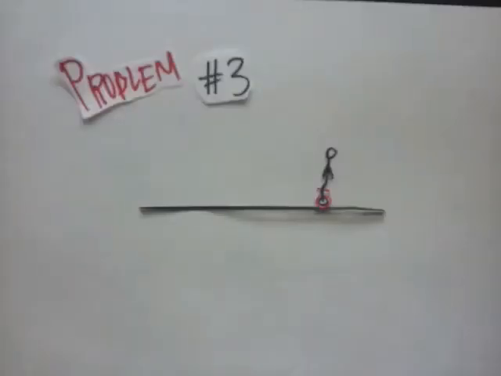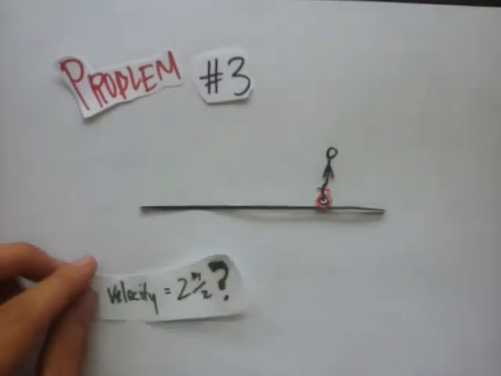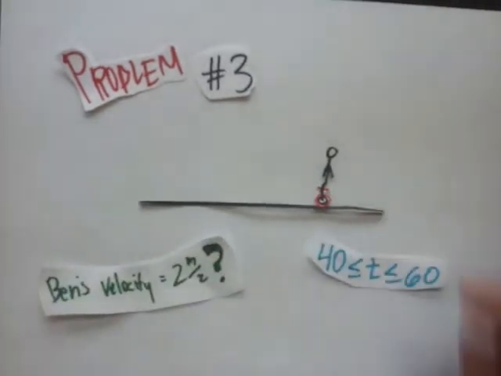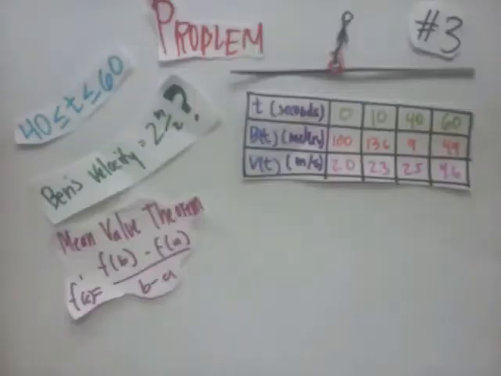For problem number 3, does Ben's velocity equal the given value at the time intervals of 40 and 60? Using the graph, we'll use mean value theorem to solve this problem.